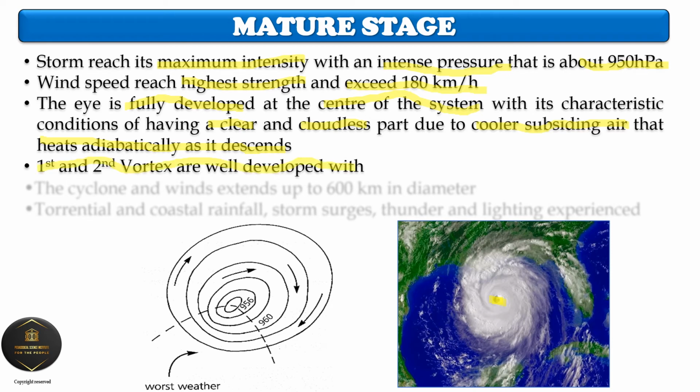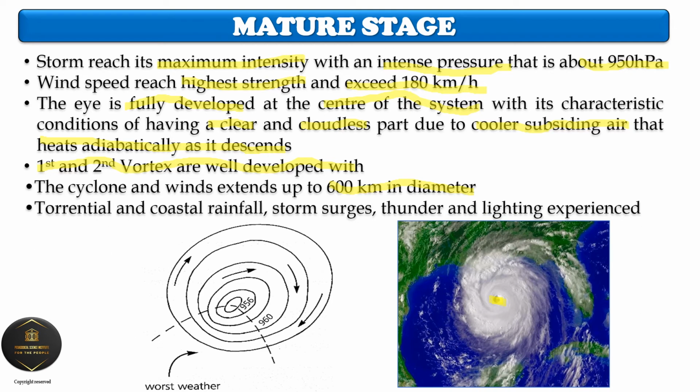So let's also remember that your cyclone winds exceed up to 600 kilometers in diameter, so they cover the largest regions, and can bring, of course, terrestrial rainfall, coastal flooding, storm surges, thunder, lightning, and the most severe of conditions that you can think of. So let's remember that.